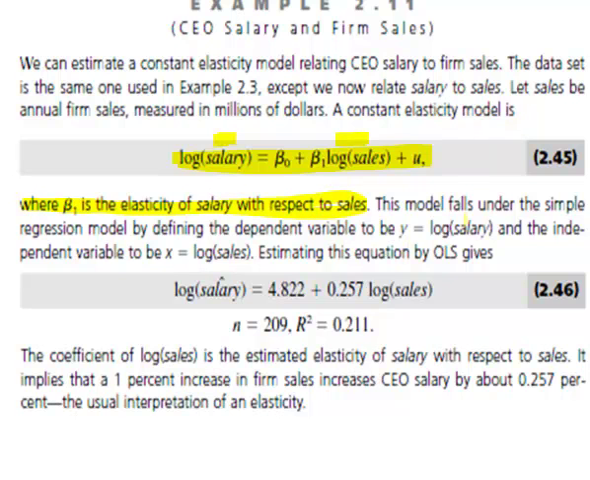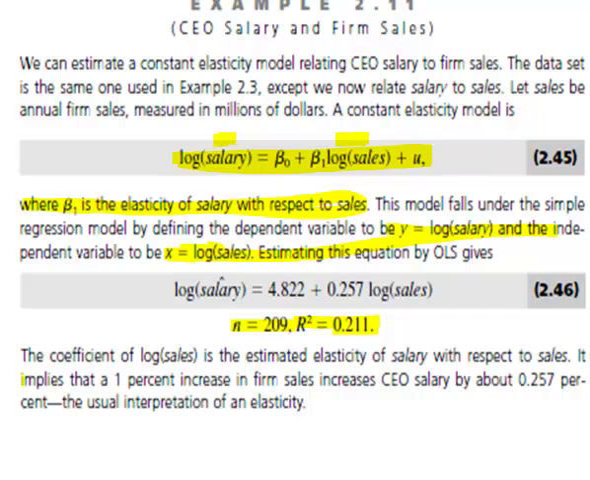The reason it is like this is because it's a simple regression model, but we have log transformed the variables. So Y, the dependent variable, is the log of salary, and the explanatory or independent variable is X, which is the log of sales. Okay, so log of salary is equal to beta naught, 4.82, plus 0.257 log of sales. What does it mean? It means that for the same 209 observations, we get an R-squared of 21%, so it's a better fit.